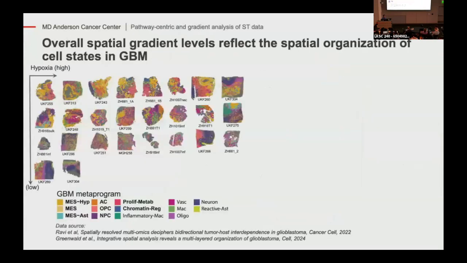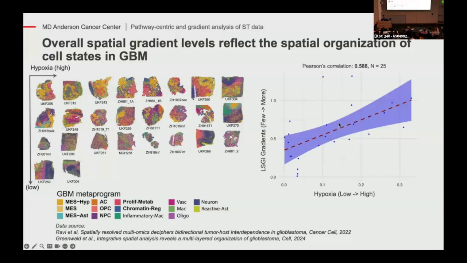Okay, so we then looked at 25 GBM samples and ordered them by the hypoxia abundance, which can be detected based on the MES-like states of those programs. And then we calculated how many gradient NMF components we can detect. And we correlated the amount of NMF spatial gradients versus the hypoxia level. As you can see, there's a nice linear correlation.